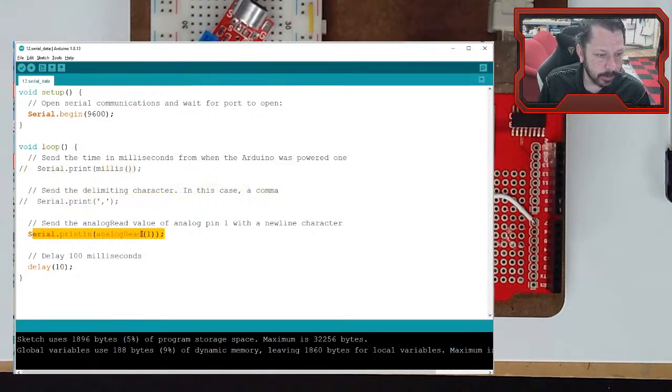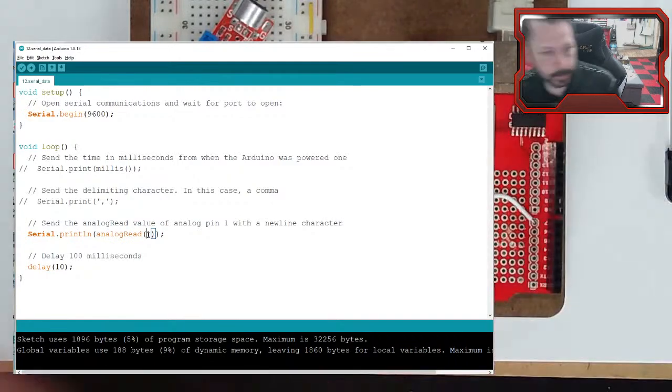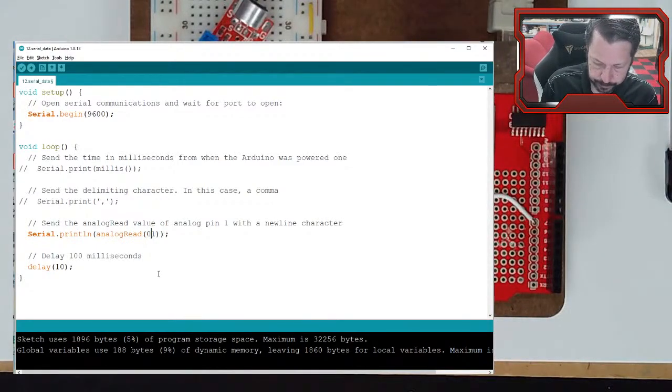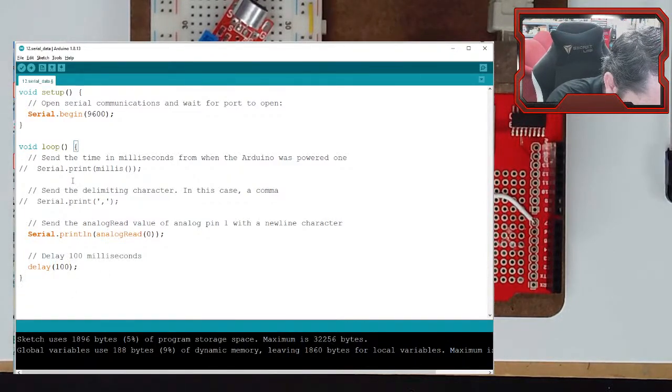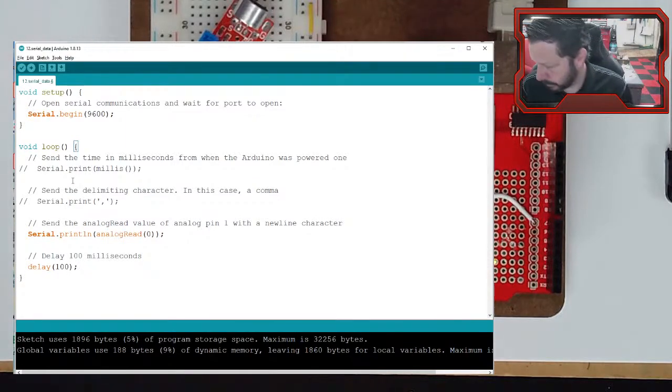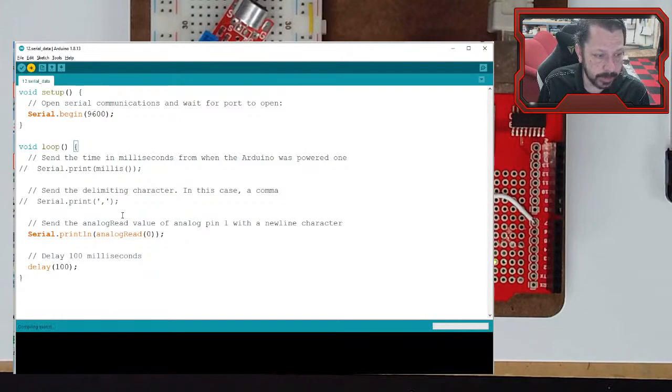Here's our analog read. Oh, you know what? That's on analog read 1. I'm pretty sure I have this plugged into 0 though. Yeah, let's plug it into 0. All right, and delay, well, that says 100 milliseconds. Let's put it back to 100. Let's plug in our Arduino, upload this code, and see what we get.